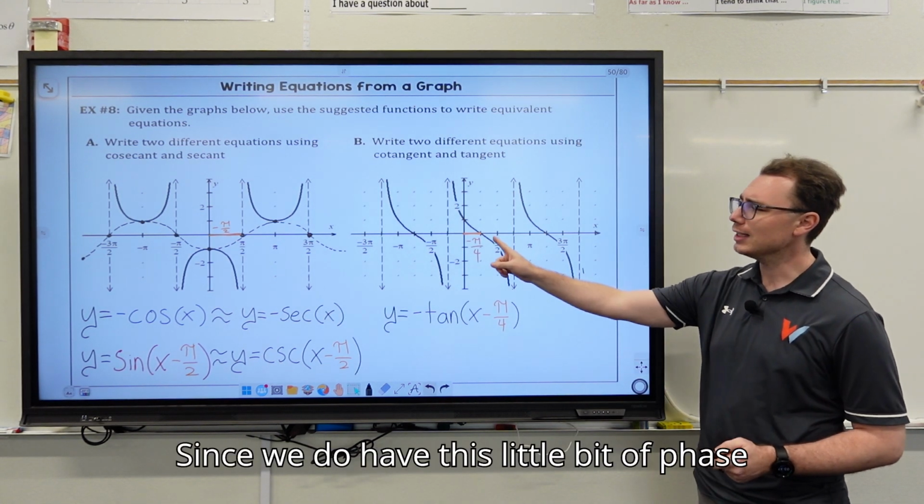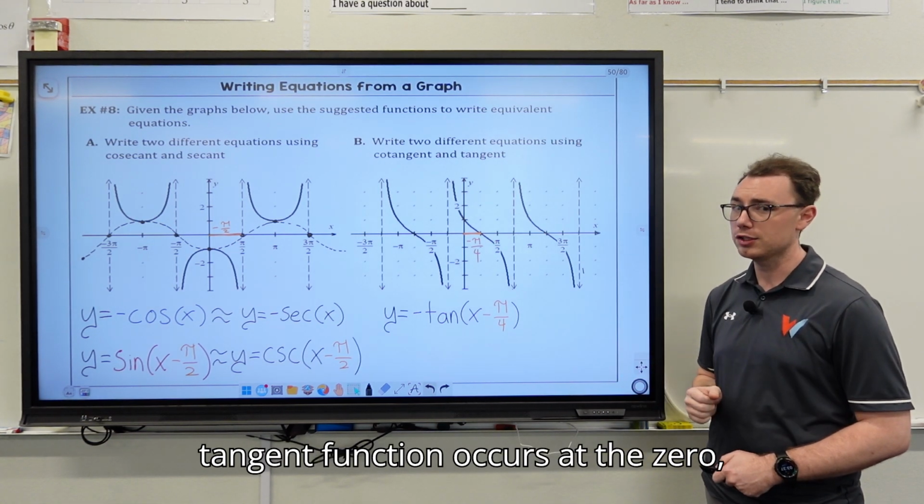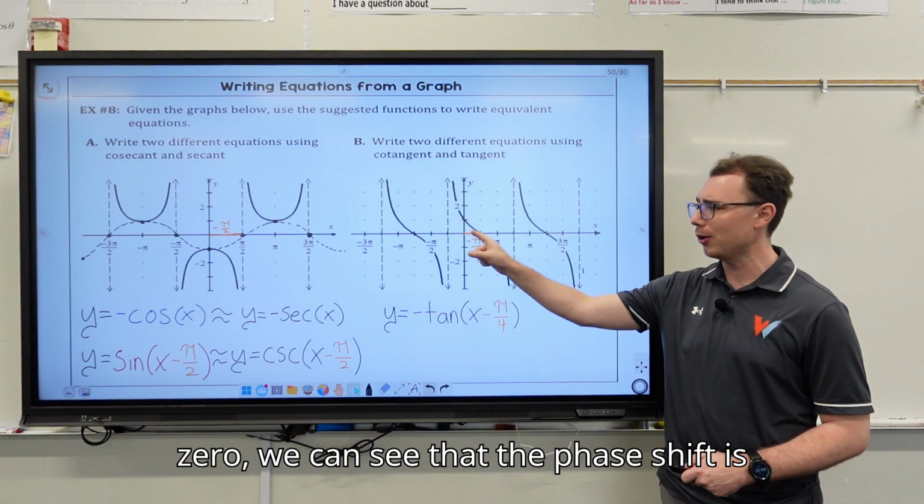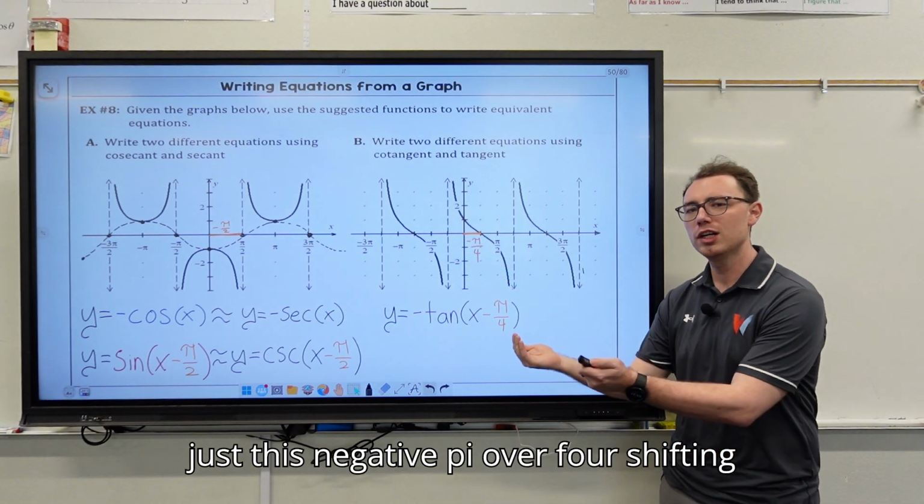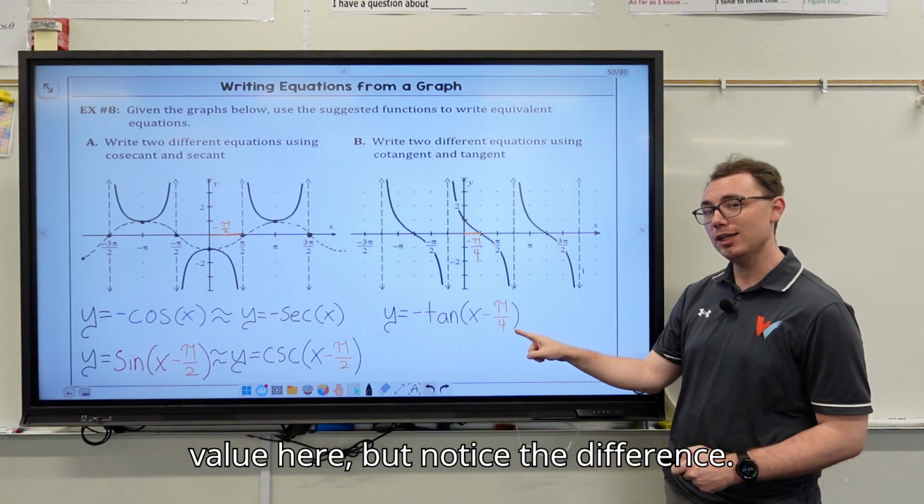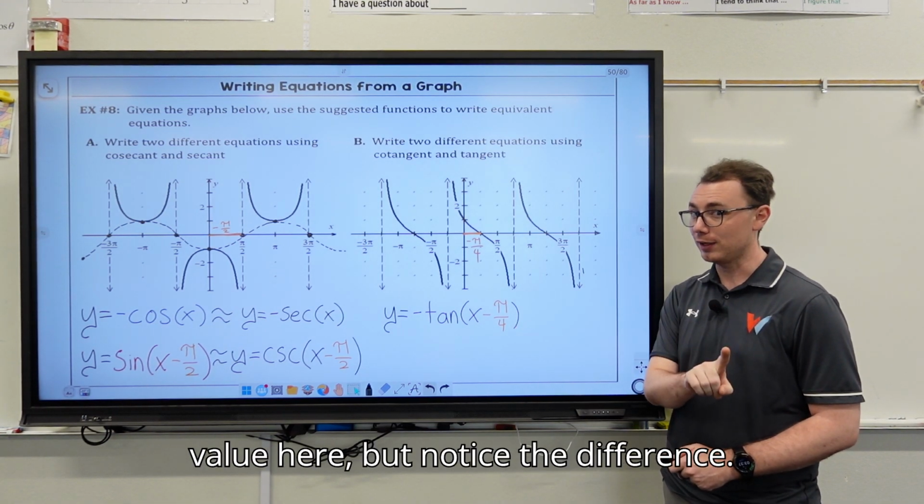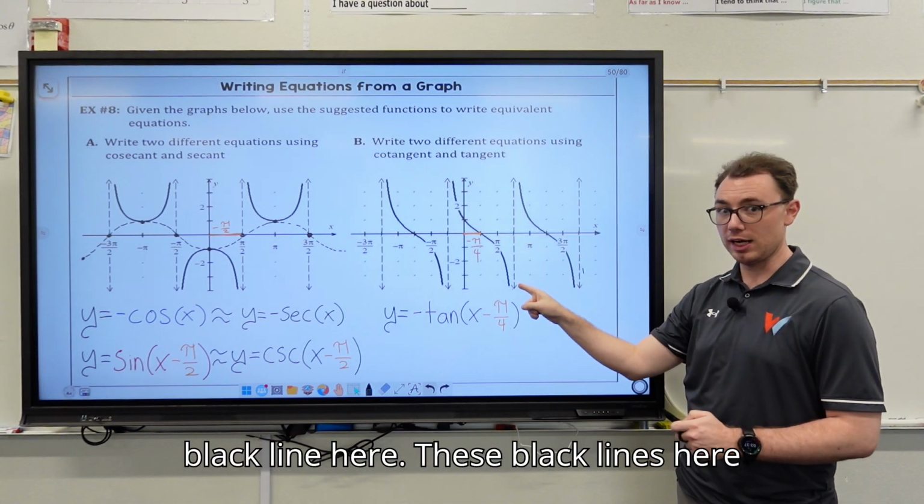Since we do have this little bit of phase shift where that first key point for our tangent function occurs at the 0, 0, we can see that the phase shift is just this negative pi over 4 shifting to the right. We can add that into our c value here, but notice the difference. This equation is this black line here.